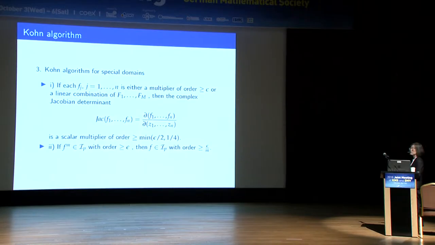So the finite type condition is somehow easy to check in this case. And Kohn's algorithm is simpler than the others. So first, we take the Jacobian of Fs, where each F is either a multiplier or a linear combination of Fs. And the full Jacobian is a scalar multiplier. And its subelliptic order is greater than or equal to the minimum of this order, or if everything is a linear combination of Fs, then it's 1/4. And then second, we take the radical. So this is holomorphic, so we can take just the algebraic radical, and the subelliptic order changes from epsilon to epsilon over m.